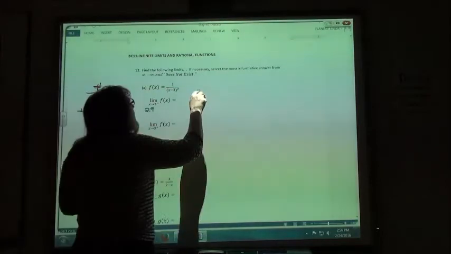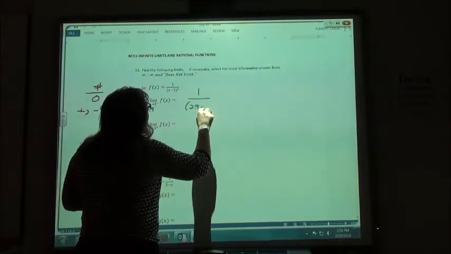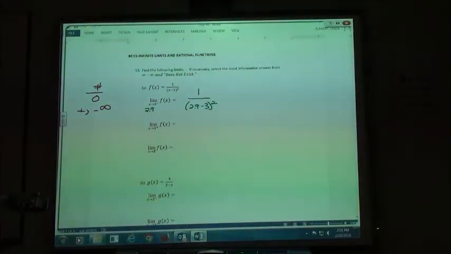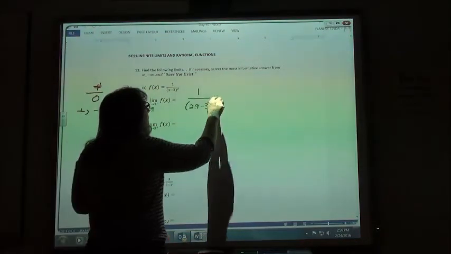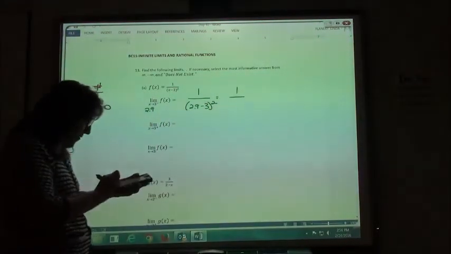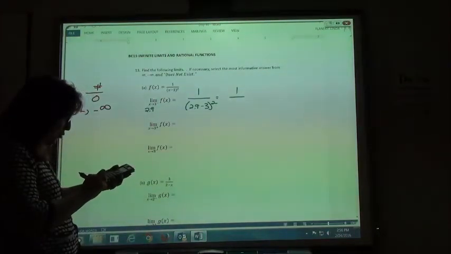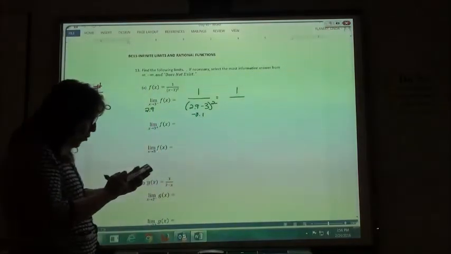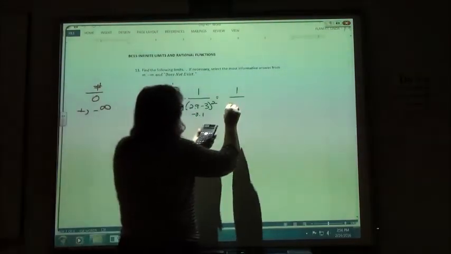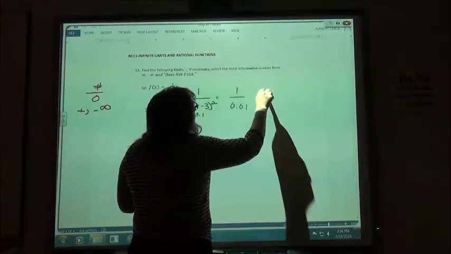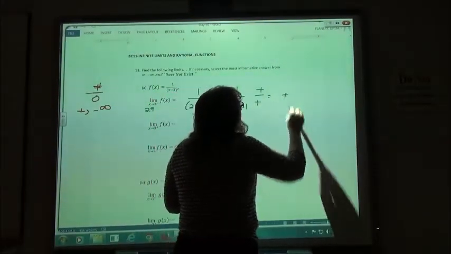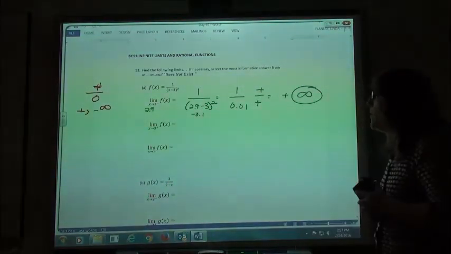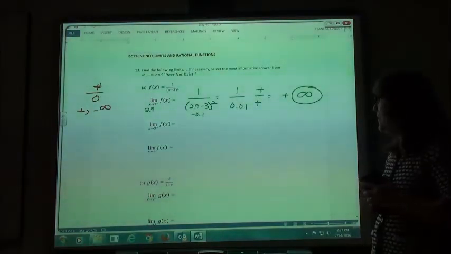So what I'm going to do is 1 over 2.9 minus 3 squared. Again, I'm really not concerned about the answer, I'm concerned about the sign of my answer. So I'm going to have 1 over, if I take 2.9 minus 3, I get negative 0.1, but when I square that, I get a positive 0.01. So I get a positive over a positive, which means I'm going to get a positive, and so infinity is going to be the limit on this one as x approaches 3 from the left-hand side.